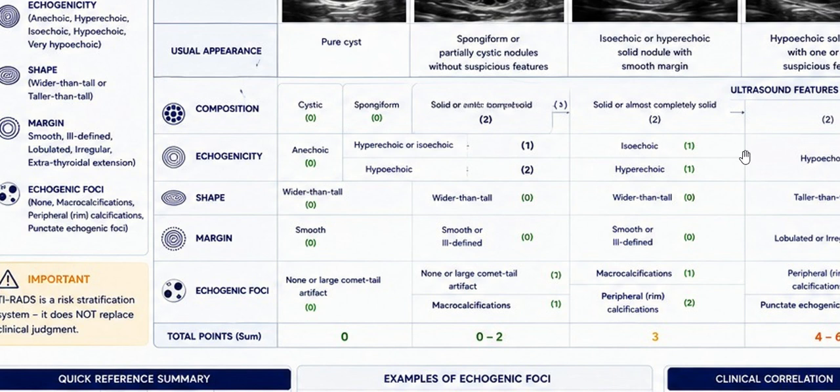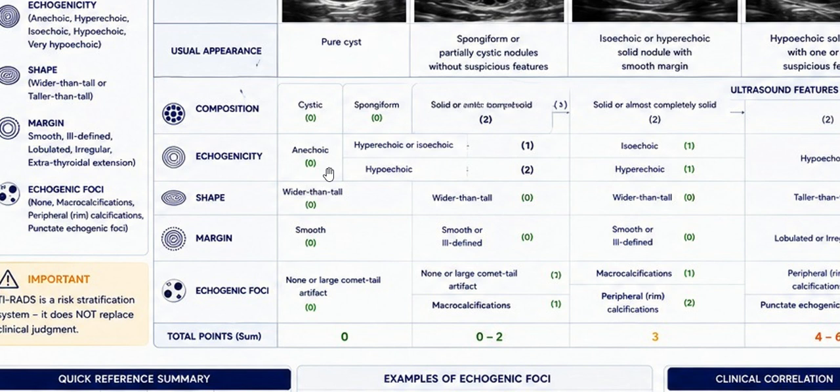If it's isoechoic, the score is 1. If it's hyperechoic, the score is 1. If it's hypoechoic, the score is 2. So this is what you're using. So let's say that our mass that we had is isoechoic. So we are going to put 1. So we say it's a solid mass. So already we've got 3 scores, or 2 plus 1, which is already 3.